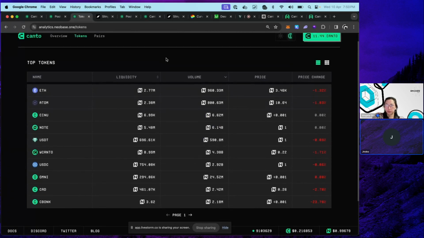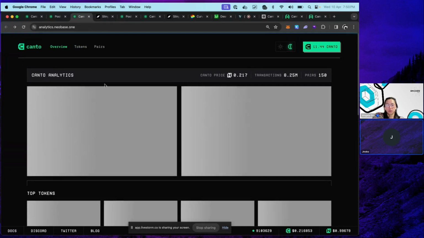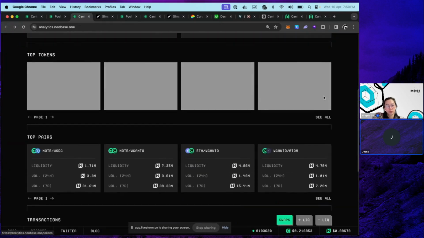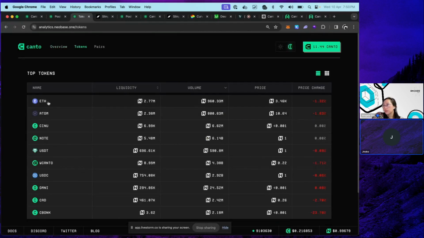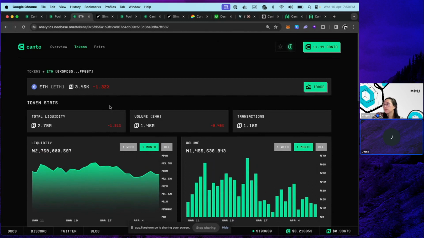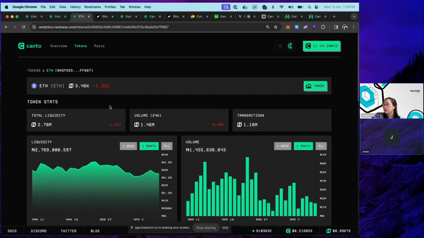Yeah. So after that, we can have a look at the top pairs. Oh, first we can look at statistics for each token. So this is the individual page for Ethereum on Canto. Here you can see the contract address of Ethereum. You can see the recent trend, whether it has gone up and down.